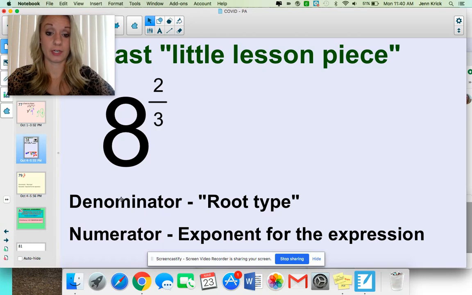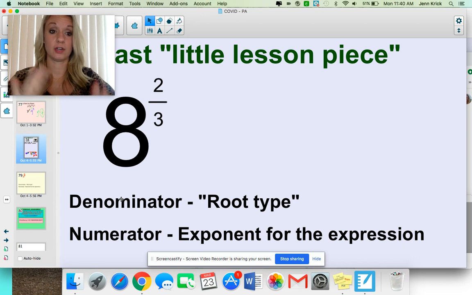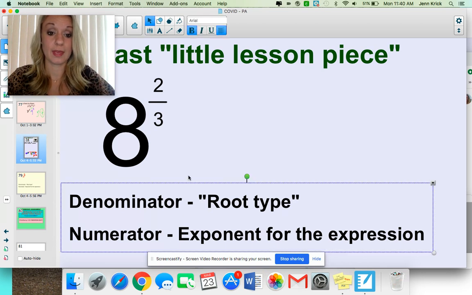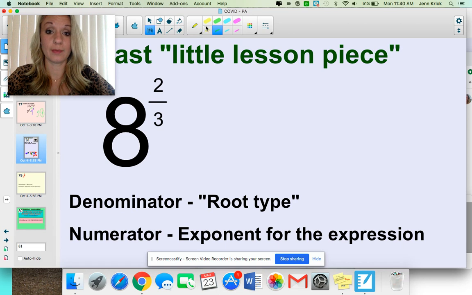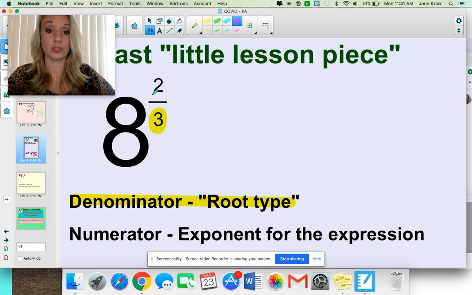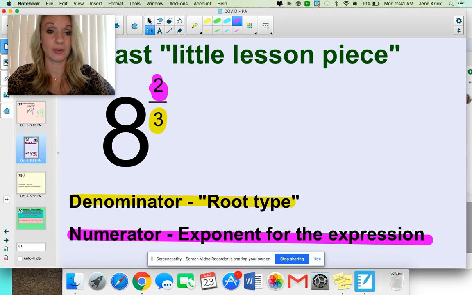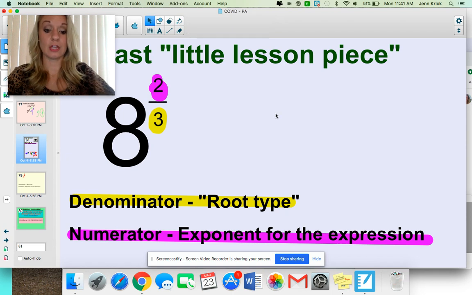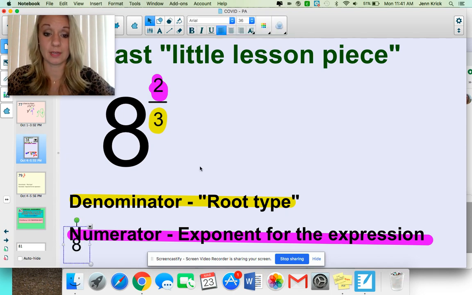First of all, you're going to set up a type of root, whether it's square root, cube root, 4th root, and then you're also going to have an exponent with it. To know what type of root you're going to use, it's the denominator. Okay, and then the numerator of the fraction tells you the exponent for the expression. So watch how I set this up, and then it'll make more sense. You're going to start by rewriting your base number of 8.